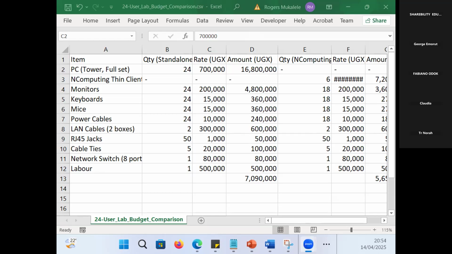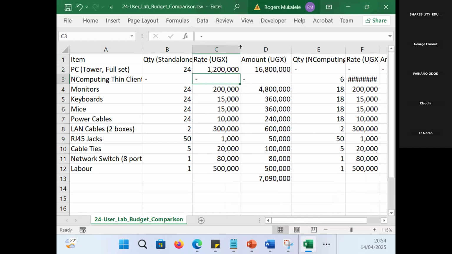Yes, I can see other people. Mr. Fabiano was saying something here. Okay, maybe what I would think, I can put this one at 1.2 so that I get something a bit newer. 700 could be a very old computer, maybe something of 10 or 15 years ago.